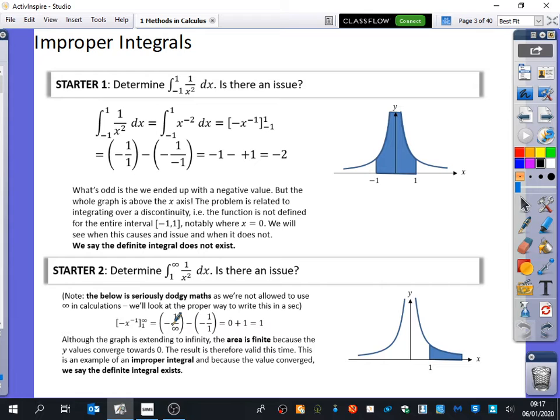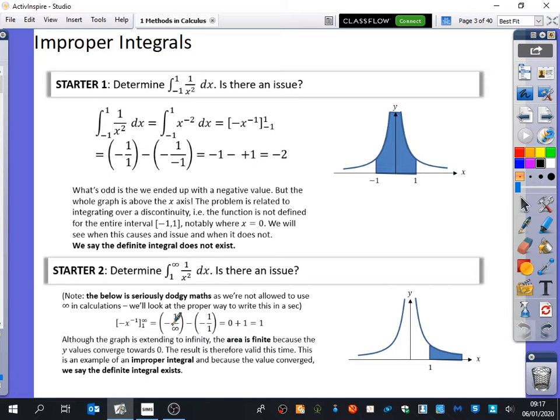So I've said here, although the graph is extending to infinity, the area is finite. Even though it goes on infinitely, it gets so close to the x-axis that it's barely adding on any area as you move along in the x direction. And we'll see why that works. And this is because the y values converge towards 0. The result is therefore valid this time.